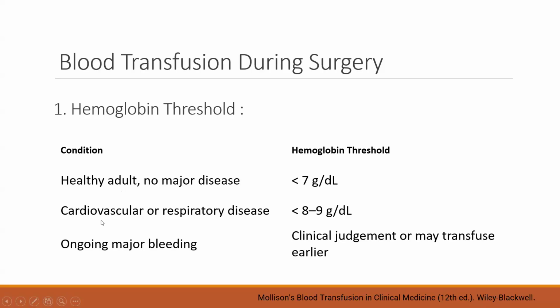In patients with cardiovascular disease or respiratory disease, it is less than 8 to 9 gram per deciliter. In ongoing major bleeding patients, it depends on the clinical judgment of the clinician, who may transfuse earlier, before surgery.